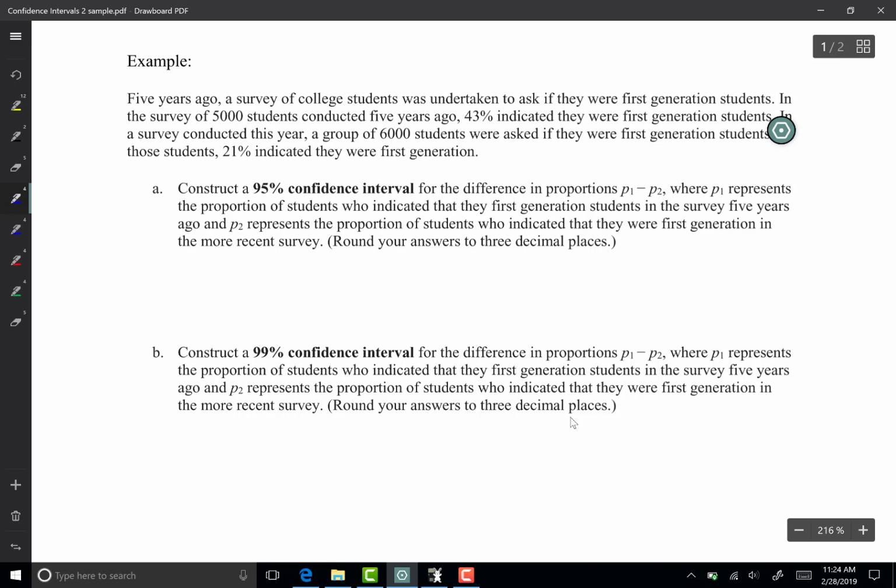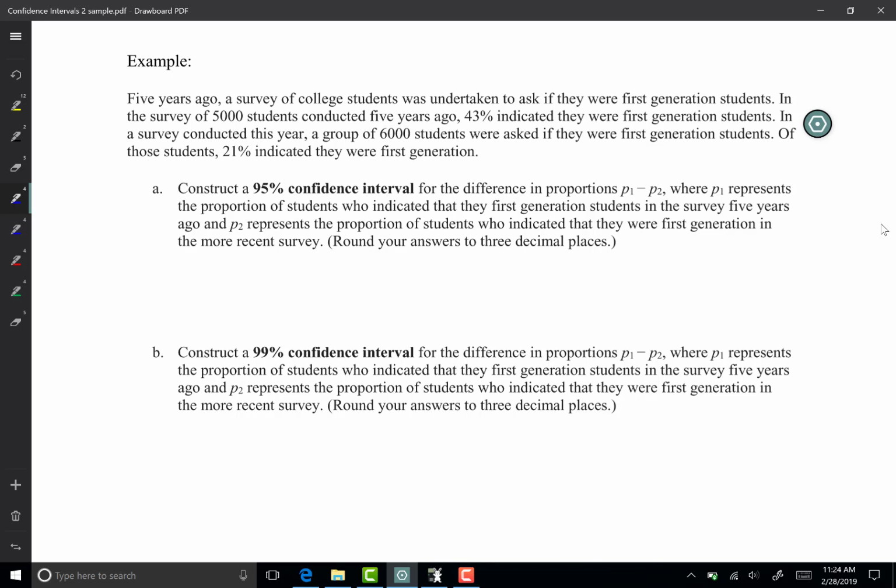This problem says 5 years ago, a survey of college students was undertaken to ask if they were first-generation students. In the survey of 5,000 students conducted 5 years ago, 43% indicated they were first-generation students. In a survey conducted this year, a group of 6,000 students were asked if they were first-generation students. Of those students, 21% indicated they were first-generation students.